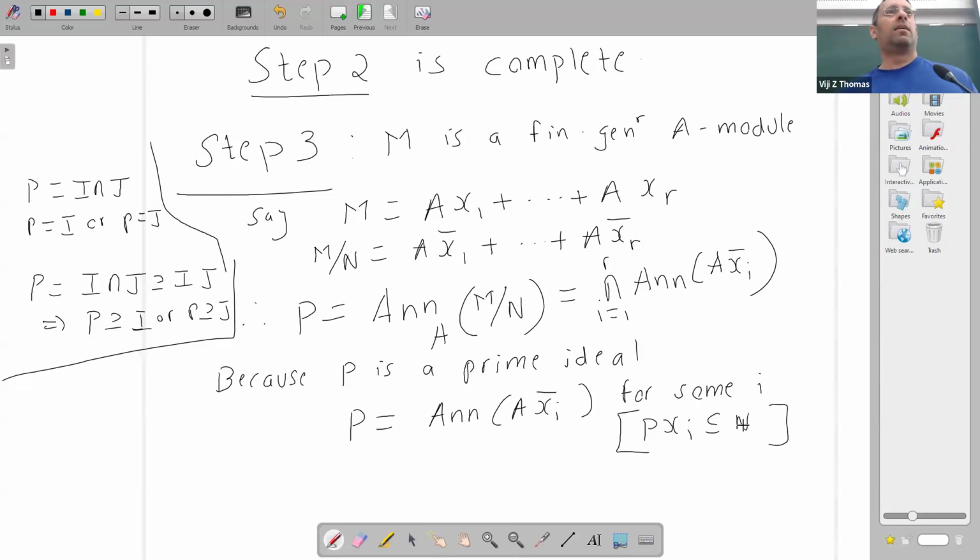Why? P is the annihilator of Xi plus N, meaning it is the annihilator of that single element Xi plus N. So P times Xi plus N is the zero element in M mod N. So it is equal to N. So P times Xi belongs to N, I mean, is contained in N. Okay, good.